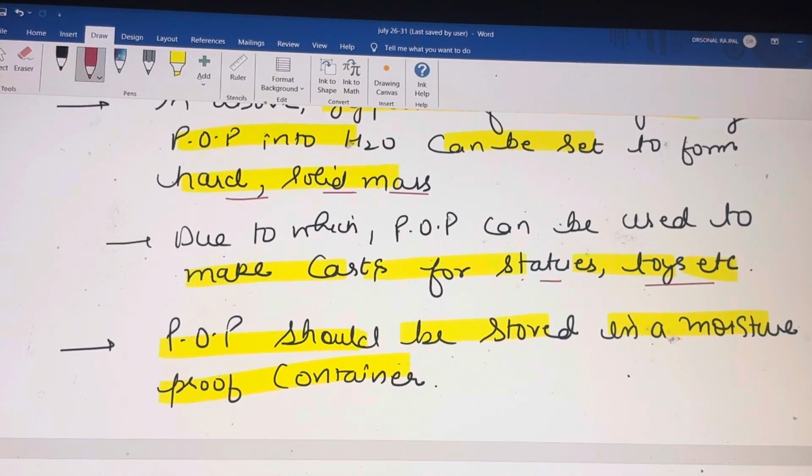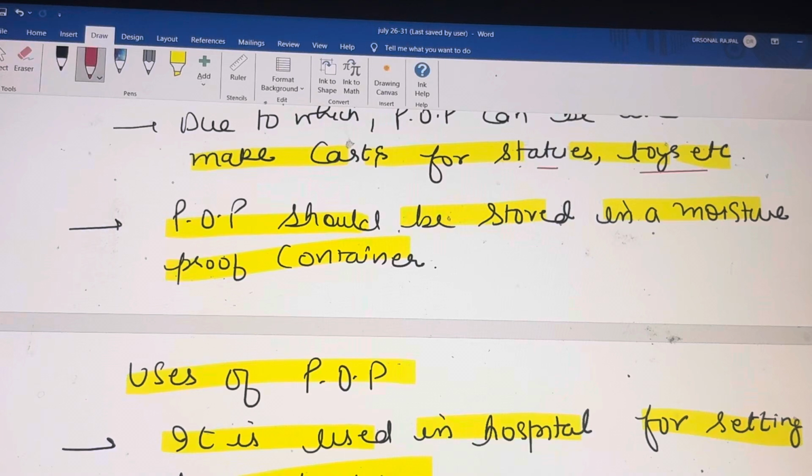POP should also be stored in a moisture proof container, because, as I just told you, if we do not keep POP in a moisture proof container, it will mix with the moisture and be converted into gypsum, and if you leave it for 15 minutes, this gypsum is converted into a hard mass.